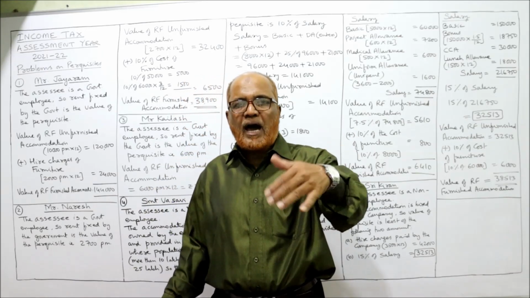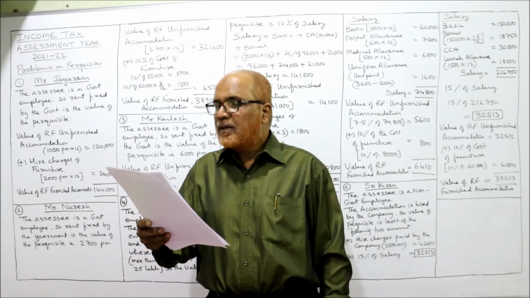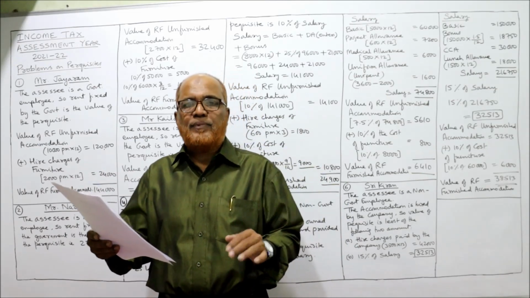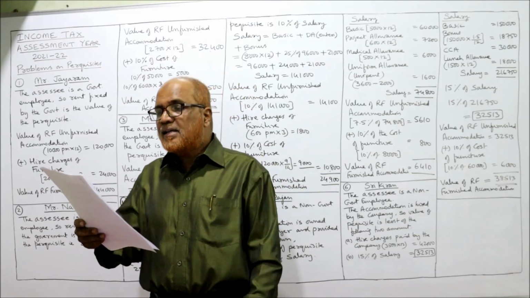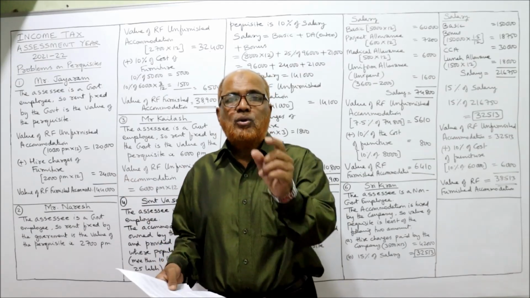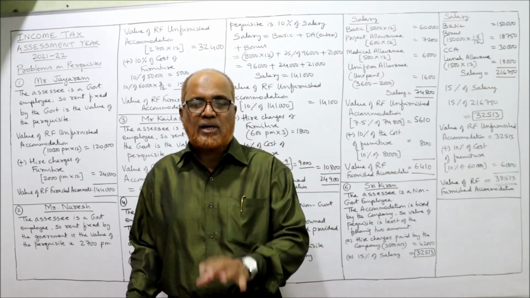To this value we add the hire charges or cost of furniture. Here it is hired. He is also provided with a television set and refrigerator. This comes under furniture. That is hired, and hire charges are 2,000 per month. So 2,000 per month into 12, 24,000 are the hire charges.